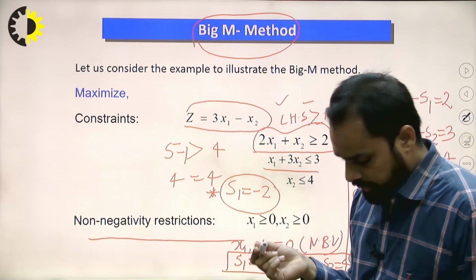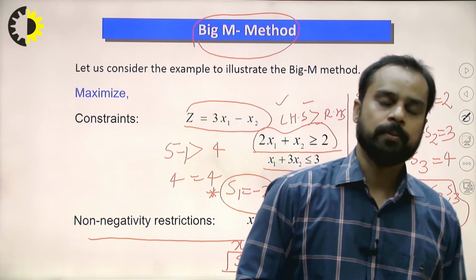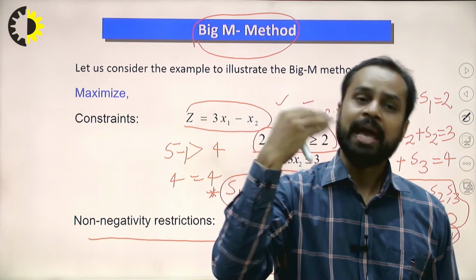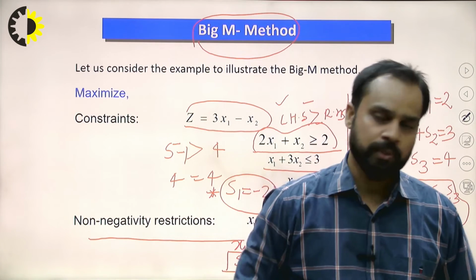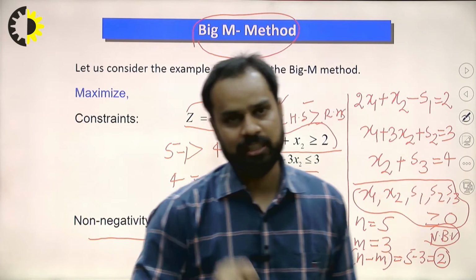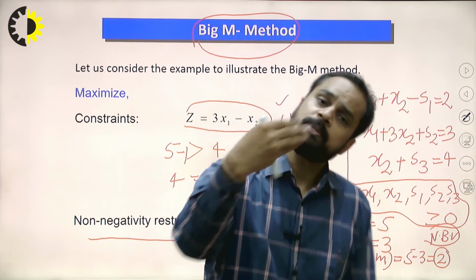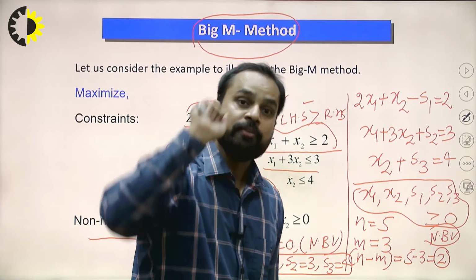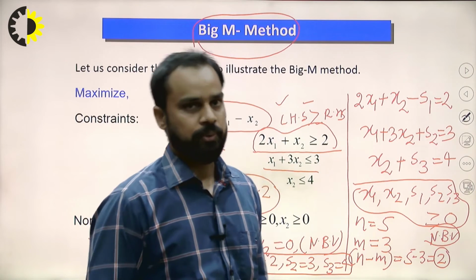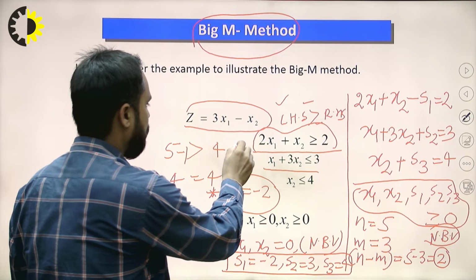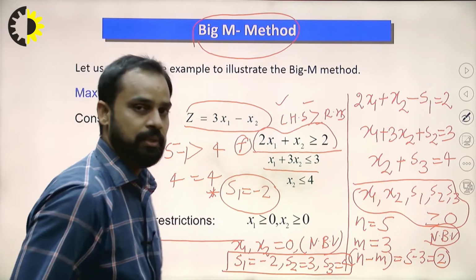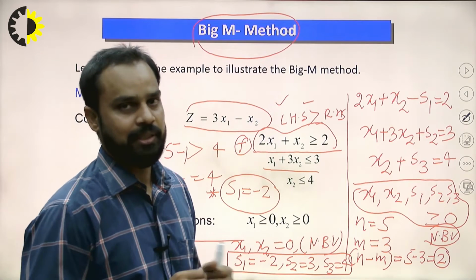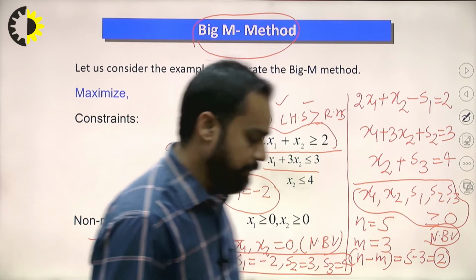In the Big M method, generally this method is used when a constraint is of greater than or equal to type. If any of the constraints is greater than or equal to type, then always use the Big M method. That problem cannot be solved with the help of the simplex method. In this problem, we can see there is only one constraint of greater than or equal to type, so this problem can be solved with the help of the Big M method. What are the steps in the Big M method?